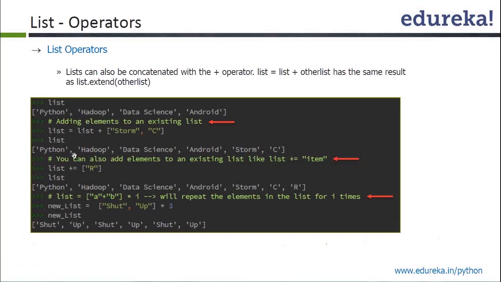Also, there is another way of adding elements to a list. You can say list plus, you can give a list again, and you get a big list. It's more like an append. And then you can say list plus equal to, similar to a plus equal to 2, which is a equal to a plus 2. List plus r, you can add r in the list. And new list equal to list into 3 will multiply each item by 3 times.